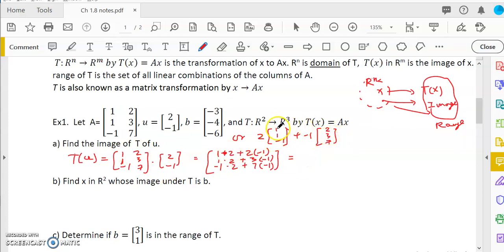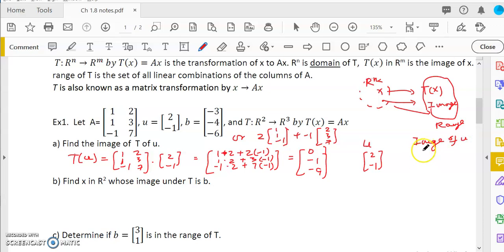So all of these would mean 1 times 2 plus 2 times -1, that is 0, right? And then 1 plus -3 is -1. -1 plus -7 is -9. And you would have the same here. So -2 plus -7 is -9. 2 plus -3 is -1, and the first one is 0, right? So this is the answer. So this is called the image of U. U is 2, -1. The image of U.